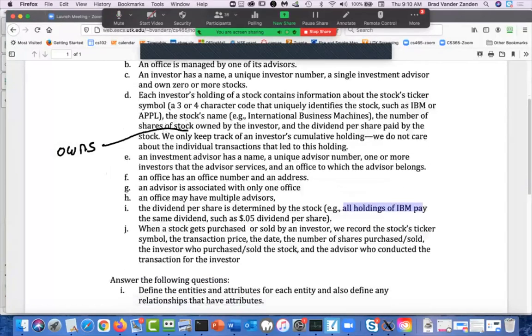Okay, so now we get to J. We have: when a stock gets purchased or sold by an investor, we record the stock's ticker symbol, the transaction price, the date, the number of shares purchased or sold, the investor who purchased or sold the stock, and the advisor who conducted the transaction for the investor. Wow, what a mouthful. Okay, so let's try to dig in and see what's going on here.